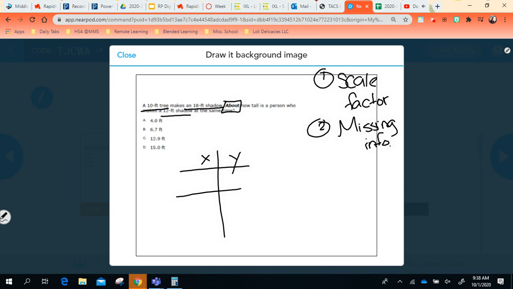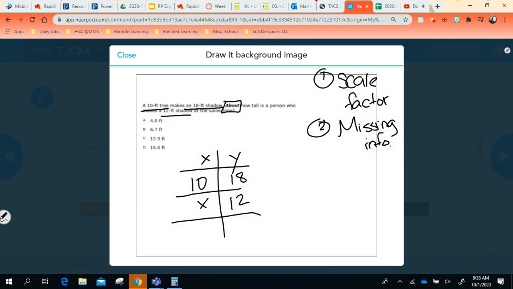So how tall is my tree? 10 feet. And what's the tree's shadow? 18. How tall is my person? Oh, we don't know. I tricked you. And how tall is that person's shadow? It is 12 feet. So now I know what I'm looking for, where it's gonna go, how I'm gonna work it out. Do I? Do I really?